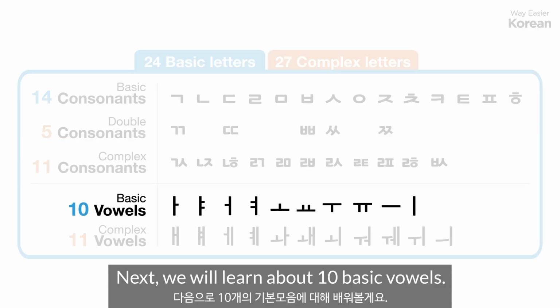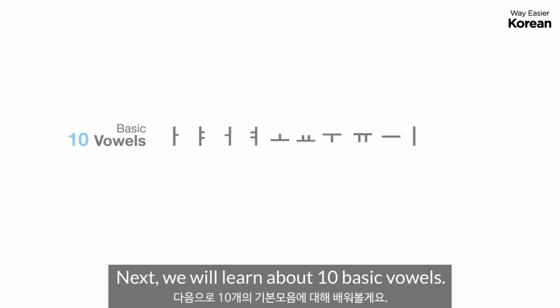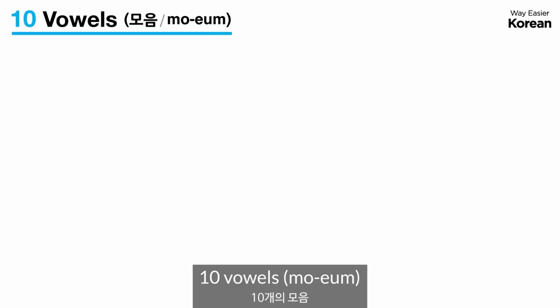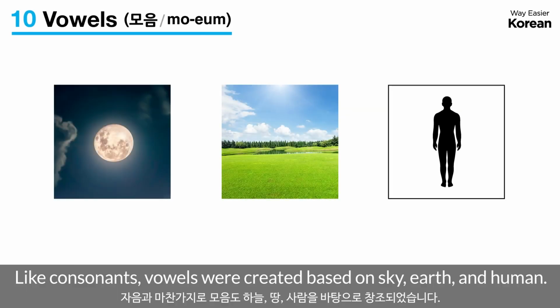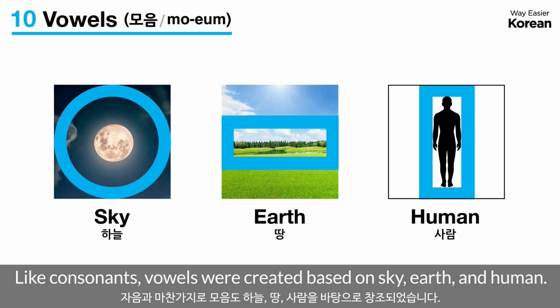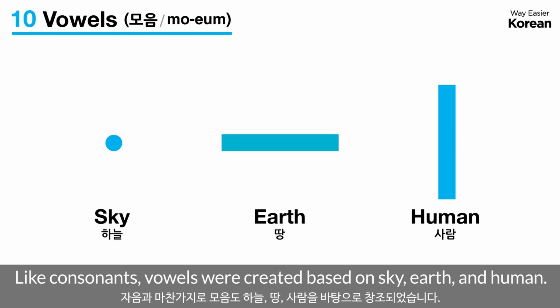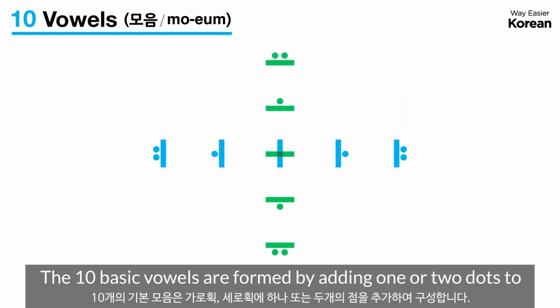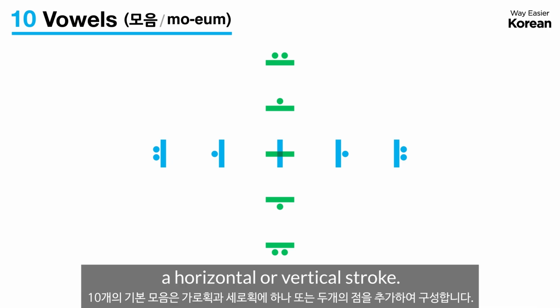Next, we will learn about 10 basic vowels. 모음. Like consonants, vowels were created based on sky, earth, and human. The 10 basic vowels are formed by adding 1 or 2 dots to a horizontal or vertical stroke.